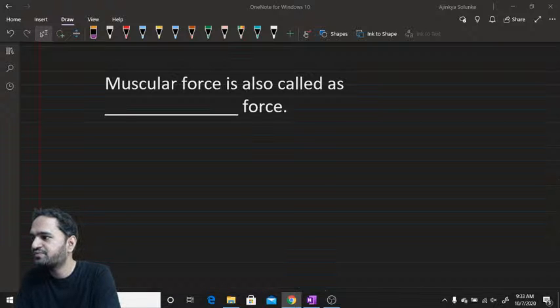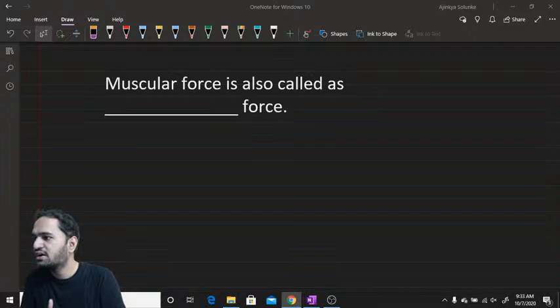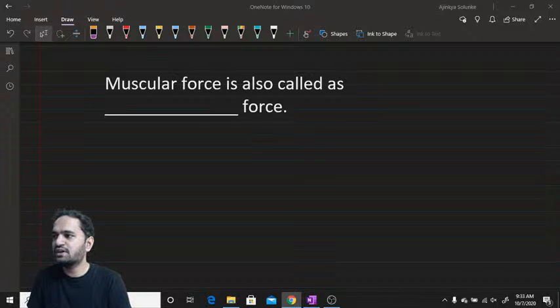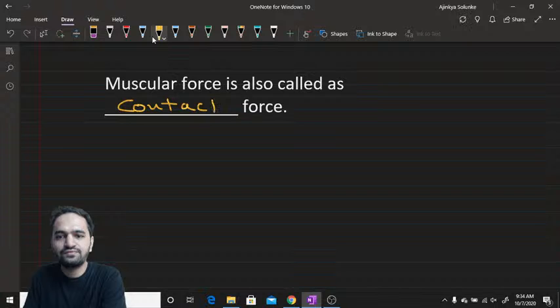Kadam correct. Nirban correct. Rathod correct. Krishna correct. Shantanu correct. Aditi correct. Nagar Goje correct. Suhani Dubey correct. Contact force. Yes. So the answer is what? Contact force. Muscular force is also called contact force, no?